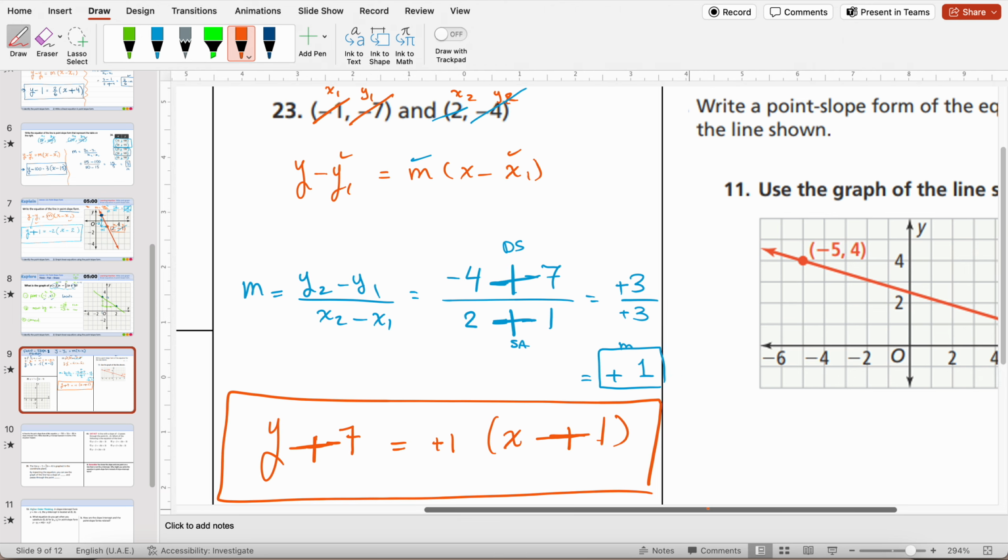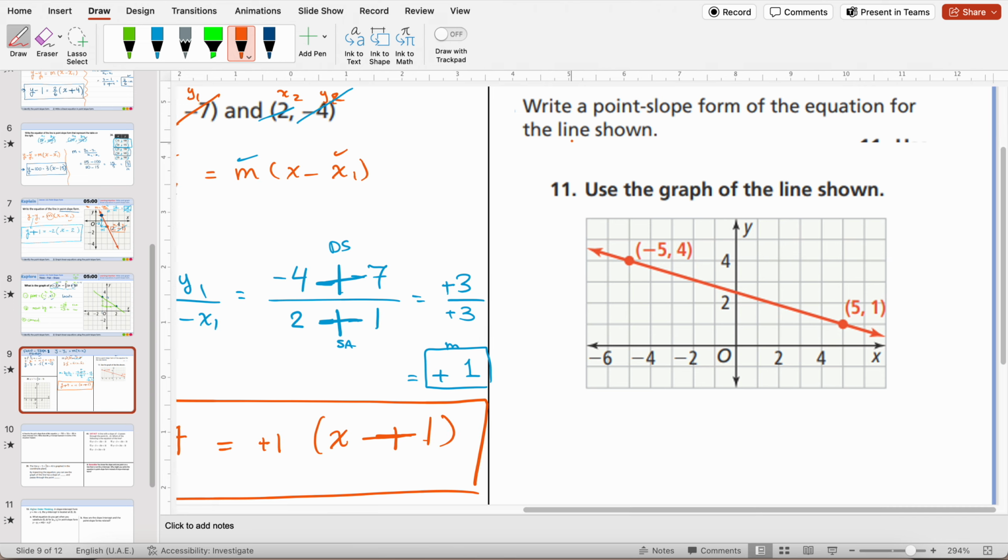That's it. Next, what if they gave me a graph? Same idea. Write the equation of the line of this graph. I have 2 points. You can either do the same steps as here or do rise and run to find the slope. I will do rise and run. So first, what's my point? I will use 5, 1 as x1, y1. Second, I need m. What is m? I'm gonna use rise over run.